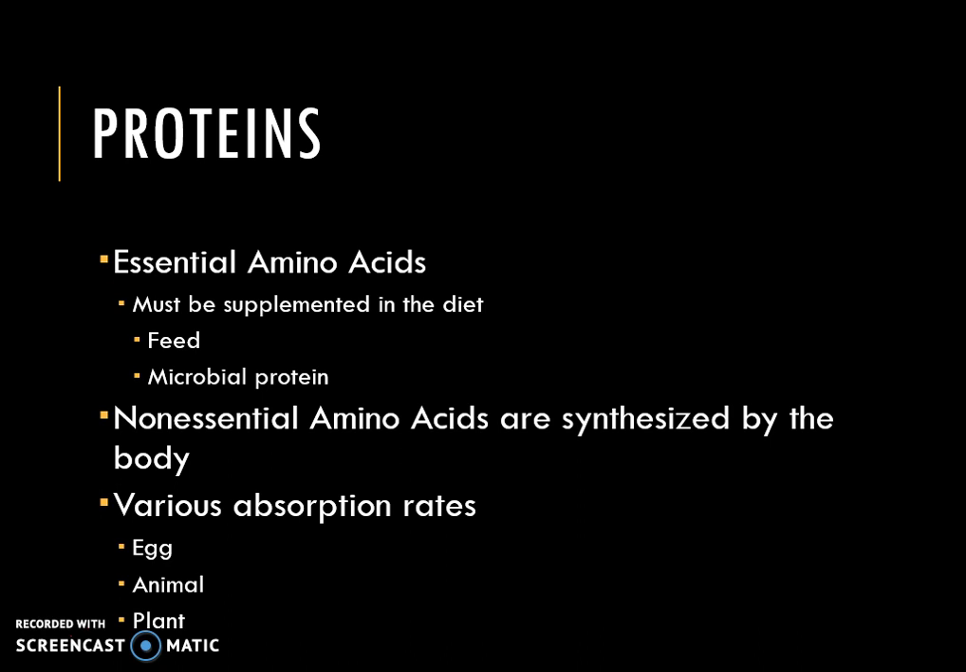Various absorption rates for protein, and you think about complexity of the protein. Egg proteins are the least complex. Milk proteins also very simple type of protein. So the peptide bonds are very easy to break, and it's very simple for your animal to absorb the amino acids that are there. All the way down to plant proteins, which take quite a bit more time to break those peptide bonds down and make it available for absorption into the gut.